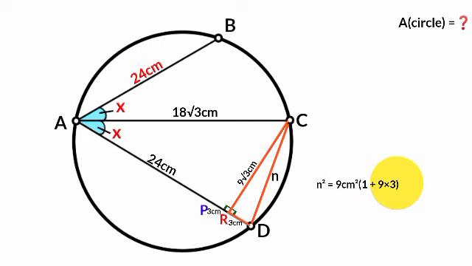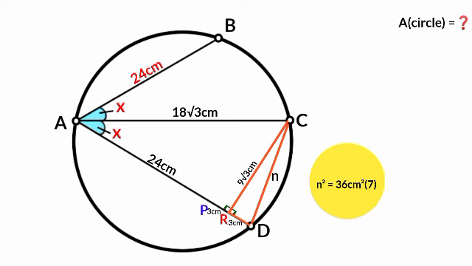Root 3 squared is 3. 9 times 3 is 27. 1 plus 27 is 28. And 28 is 7 times 4. Bring 4 out of the brackets. 9 centimeters squared times 4 is 36 centimeters squared. So n squared equal to 36 centimeters squared times 7.